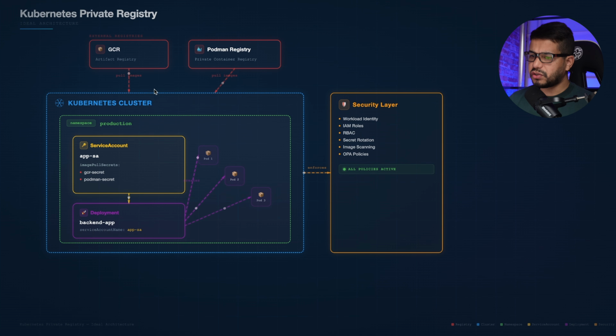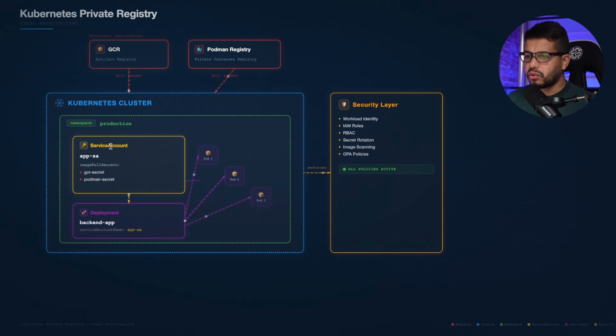Okay, now let's move into the Kubernetes cluster. Notice the large boundary box. This clearly separates external systems from internal cluster components. Security architecture always starts with boundaries. Inside the cluster, we first define a namespace, production. This matters. Why? Because secrets, service accounts, and RBAC are namespace scoped. A good engineer isolates environments properly.